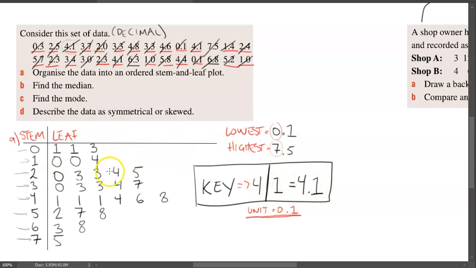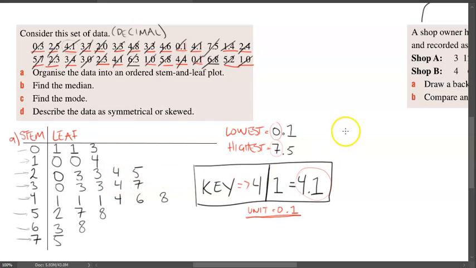You can choose any number within your stem and leaf. So maybe you can choose a 2 and that 4 there, and say 2/4 equals 2.4. It doesn't necessarily matter, okay? The key is just an indicator to the audience of what type of unit we're talking about.